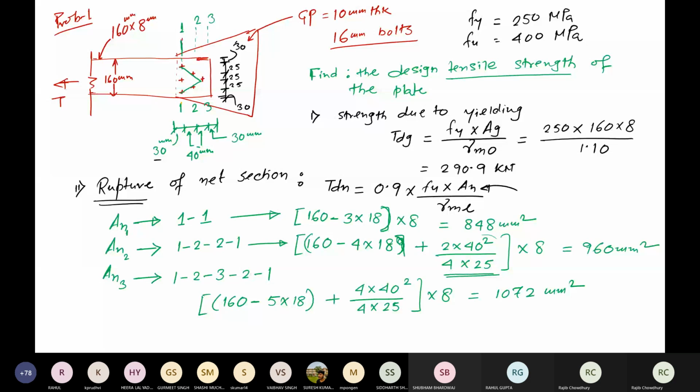Now I have the headache of which net area to be considered. Any of you, which net area to be considered? The minimum one, the first one. Why the minimum one? Minimum is always critical.